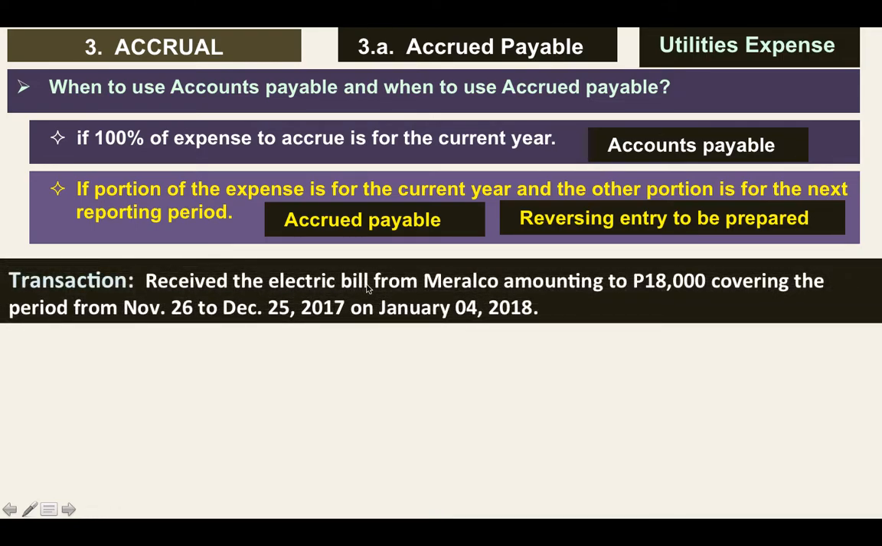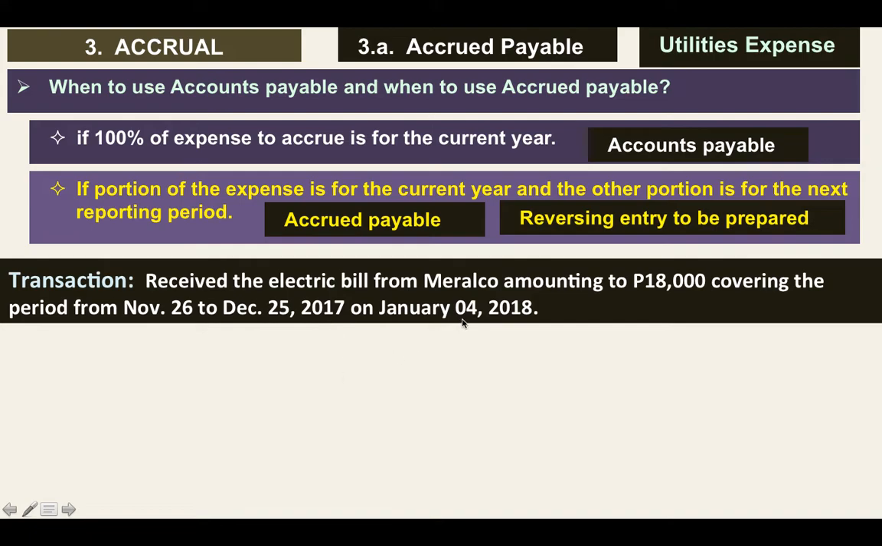Transaction: received the electric bill from Meralco amounting to 18,000, covering the period from November 26 to December 25, on January 4, 2018. Okay, it was only on January 4 that we received the bill. That's why only then did we get the idea that we had an 18,000 bill for this period.